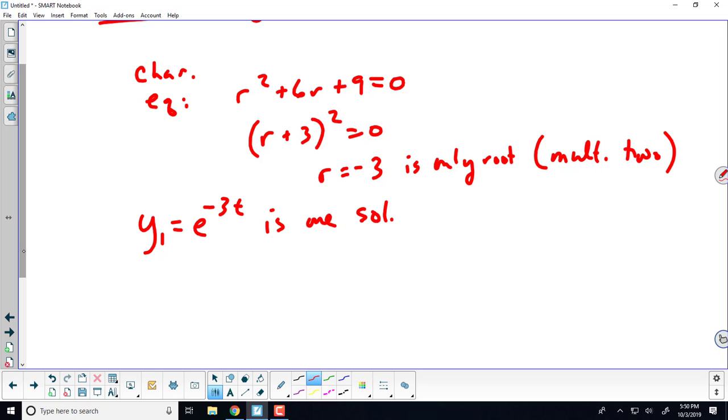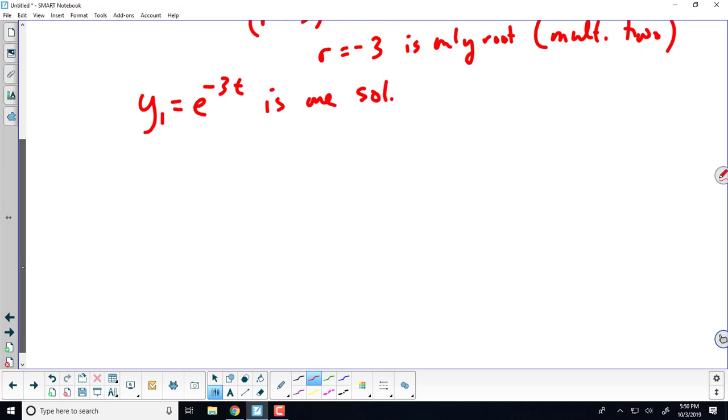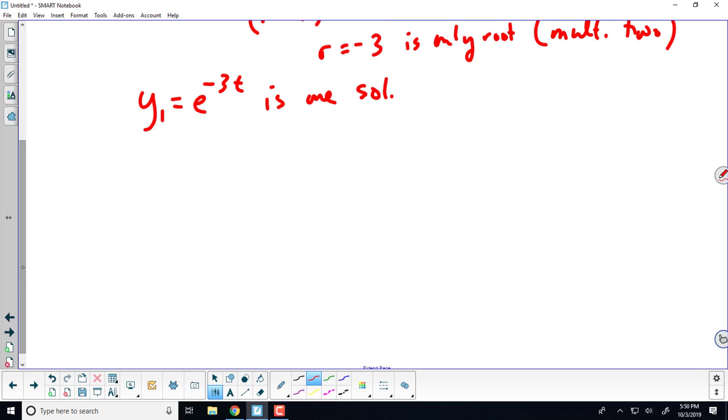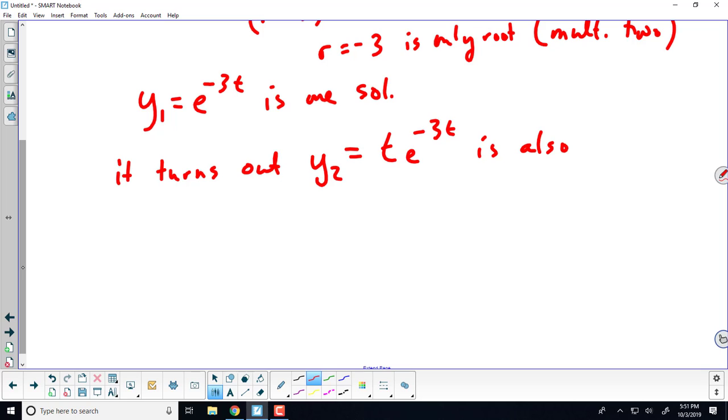We need another. I'm not going to do this because we're going to show the work for this in section 4.5 and section 4.6. If you remember, we've introduced a couple of methods for, given one solution, how can we find some other solutions? One thing you could start doing is just multiplying this by some other function and checking to see what would work. It turns out y2 equal to t e to the minus 3t is also a solution.